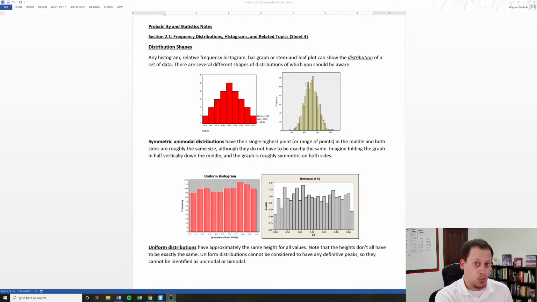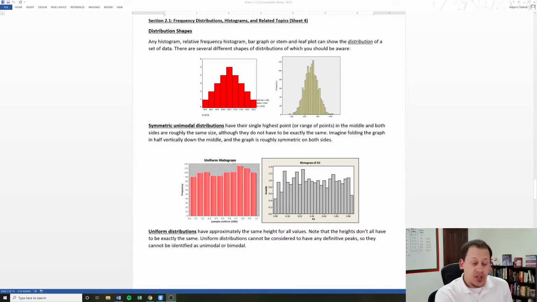And it turns out, spoiler alert, these types of graphs, the symmetric unimodal ones, are super important in statistics because there are lots of things that we can say about distributions like that. There are lots of things that we can determine if the distribution has a shape like this. Now, there are other shapes.